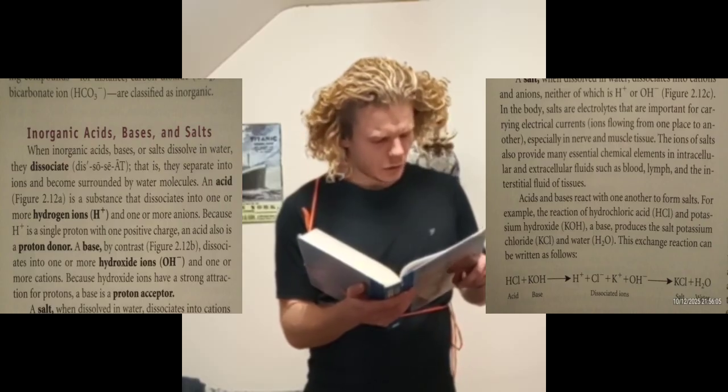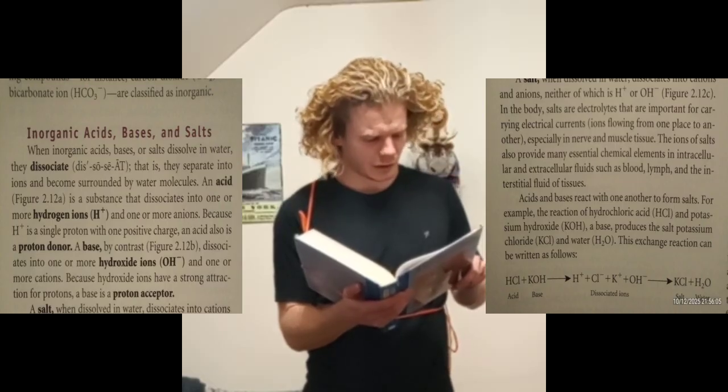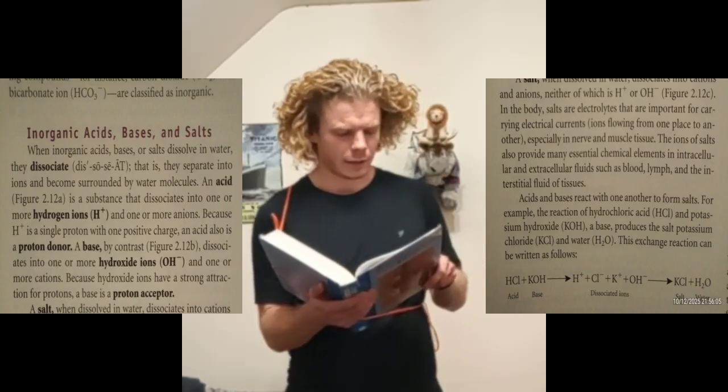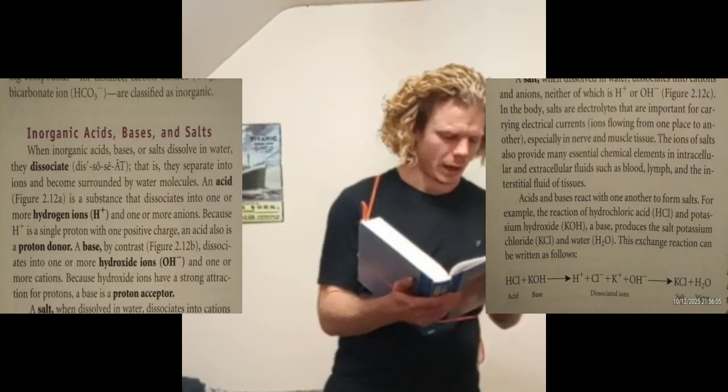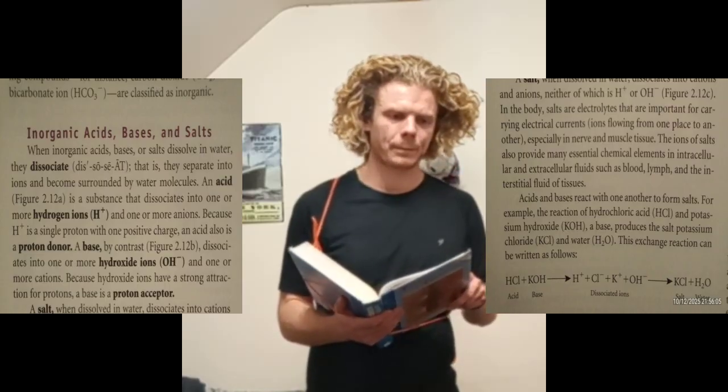So now we're having a reaction of hydrochloric acid and potassium hydroxide. One of them is an acid, the other one a base. Hydrochloric acid is the acid, and potassium hydroxide is the base. And they are producing the salt potassium chloride.